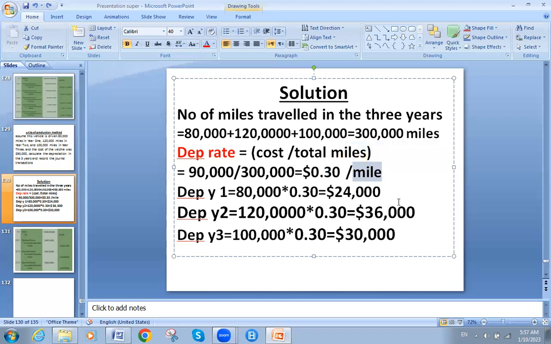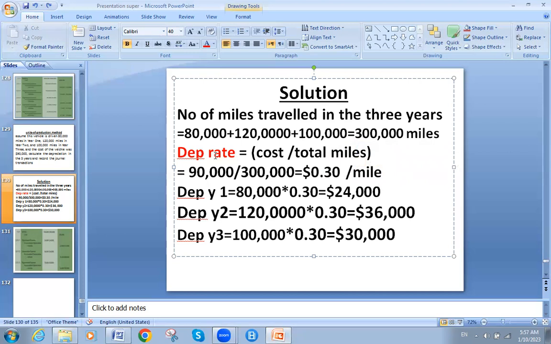Again, the depreciation rate here would be 90,000, which is the cost of the car, divided by the miles traveled, which are 300,000 miles. That means the value of this car is reduced 30 cents, 0.3 of a dollar, for each mile it traveled. Okay. So here now we got the depreciation rate.